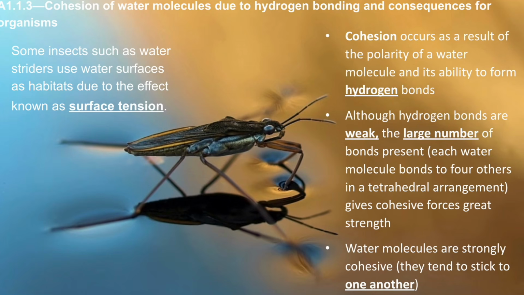Here's another visualization. Okay, and so consequences for living things. These water skippers are able to live on the surface of the water thanks to that surface tension created from all of those hydrogen bonds.